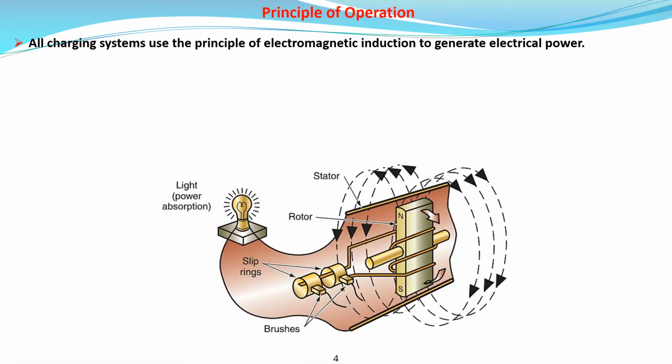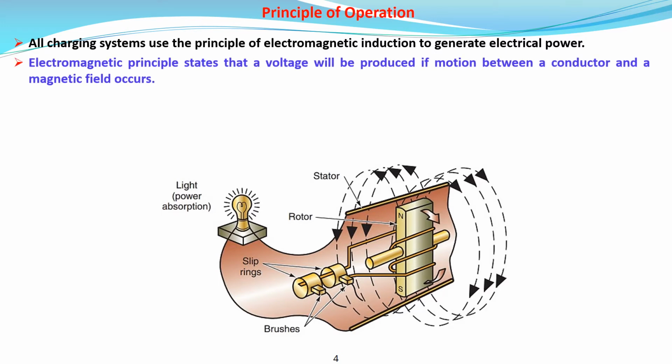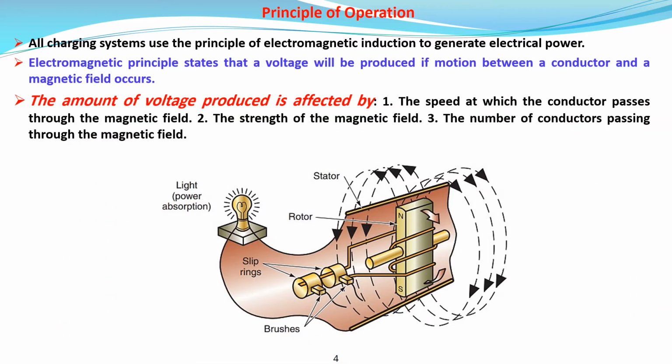Principle of operation. All charging systems use the principle of electromagnetic induction to generate electrical power. The electromagnetic principle states that a voltage will be produced if motion between a conductor and a magnetic field occurs. The amount of voltage produced is affected by, first, the speed at which the conductor passes through the magnetic field; second, the strength of the magnetic field; third, the number of conductors passing through the magnetic field.